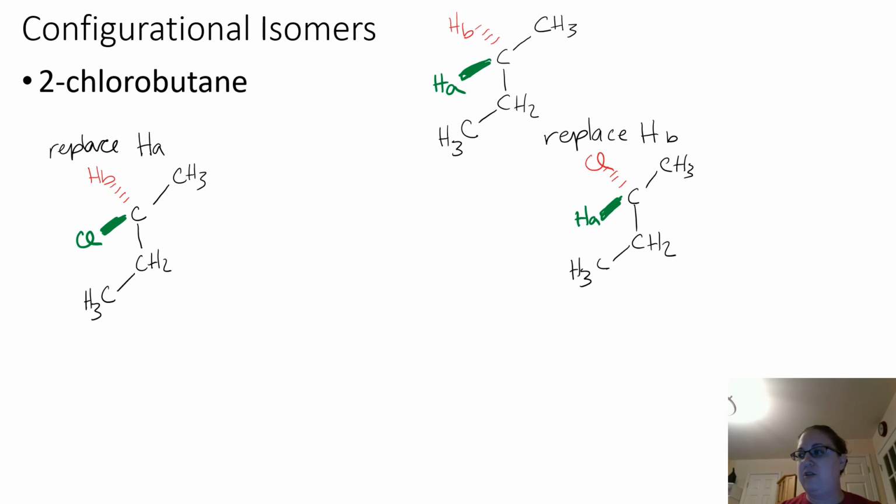So when we look at these two structures, this is what they look like on our screen. I have the structure over here on the left-hand side where the chlorine atom is pointing forward. I then have the structure on the right-hand side, where the chlorine is pointing back behind the screen. So we have these two structures and we want to compare them. I'm just going to quickly redraw the structure where we have replaced the HA.